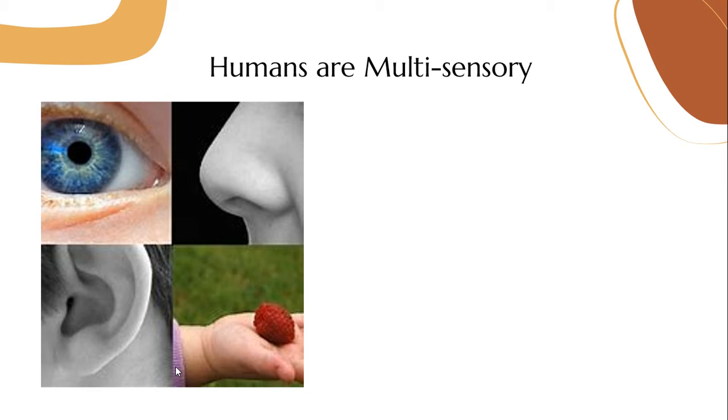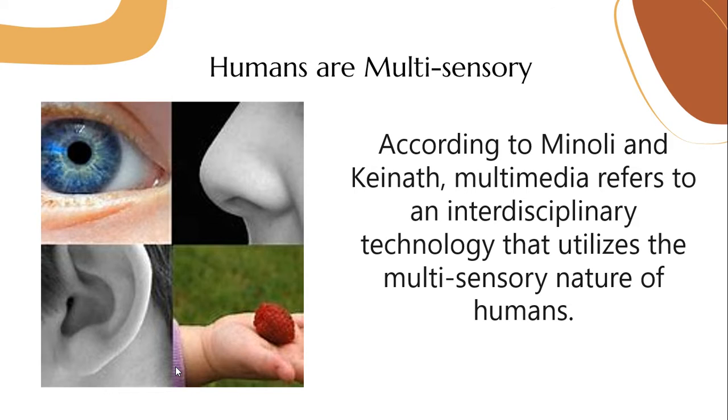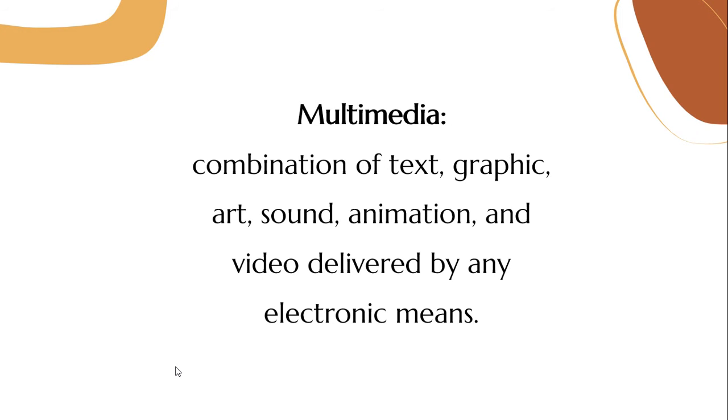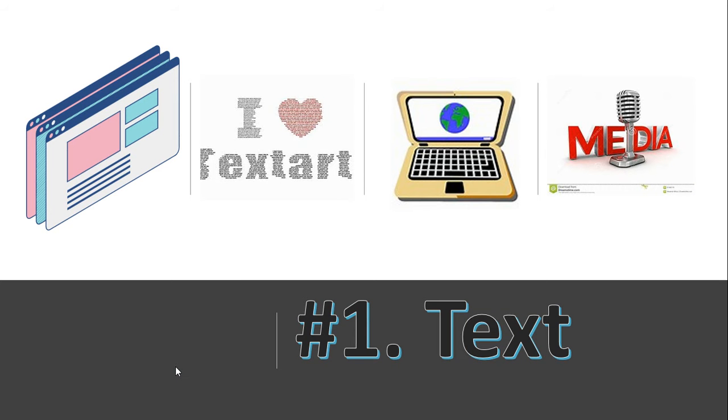Humans are multisensory. That means they can interact and communicate with five different senses, such as sight, hearing, touch, smell, and taste. According to Minoli and Kainath, multimedia refers to an interdisciplinary technology that utilizes the multisensory nature of humans. Digital multimedia integrates five basic types of media. In simple terms, by multimedia, we mean a combination of text, graphic art, sound, animation, and video delivered by any electronic means. Five basic types of media form the world of multimedia. So now let's understand each of these and how to use them in e-learning.